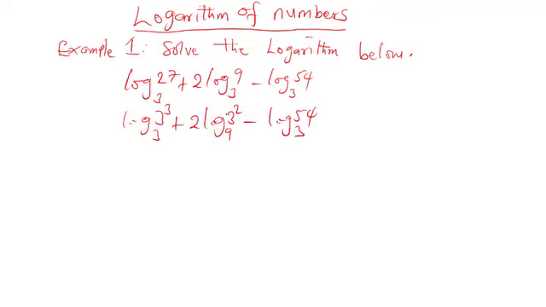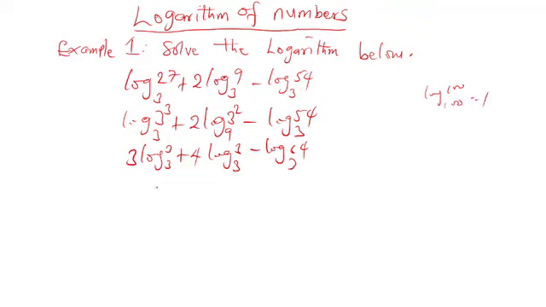Now remember the law of logarithm that says if you have 3 raised to a power, you send the power to the back. We now have 3 log 3 base 3 plus, if you send this 2 to the back, 2 times 2 becomes 4 log 3 base 3, minus log 54 base 3. And log 3 base 3 is 1. I stated it when we were stating our laws of logarithm that even if you have log 100 base 100, your answer is 1. So we are applying it now.